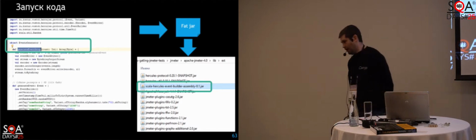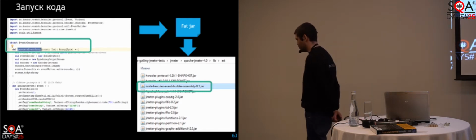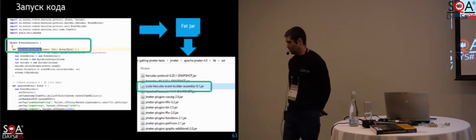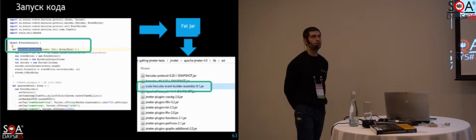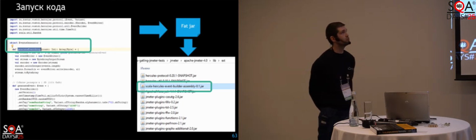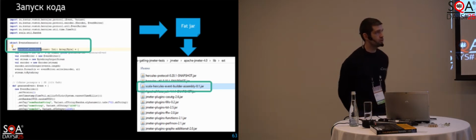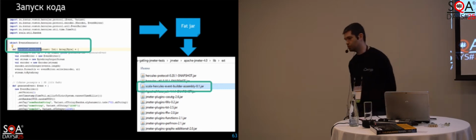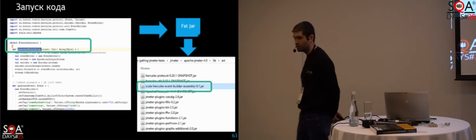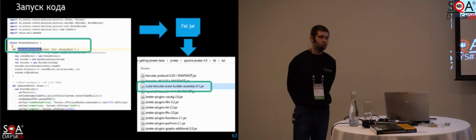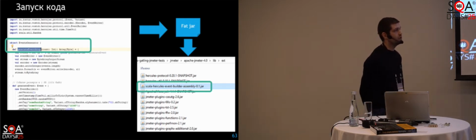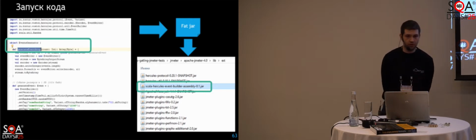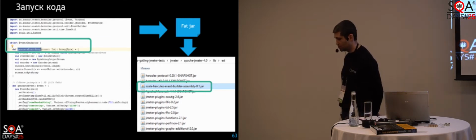Okay. We go further. Code launch. We can launch Java code in Jmeter. This code is a Scala code. I started it from Coastal, but I wanted to start it from Jmeter because I wanted to check it in workload. I just launched it in a fat jar and put it into the file.